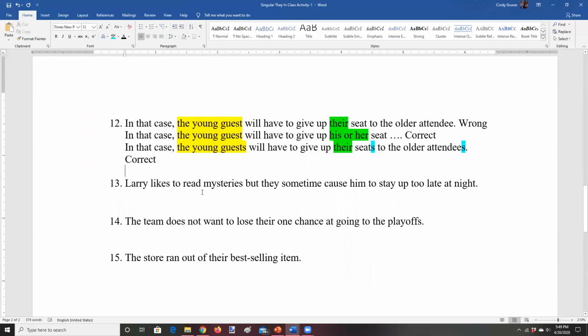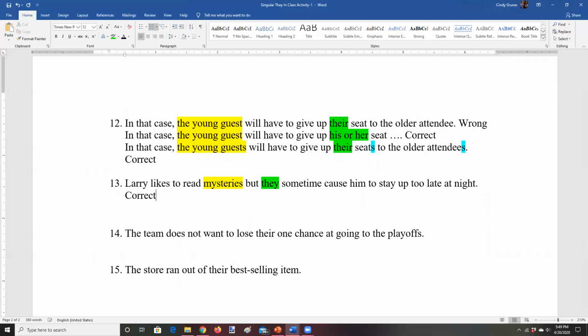Larry likes to read mysteries, but they sometimes cause him to stay up. So mysteries is our antecedent. It's plural, we can see with the S, and they is also plural, so we're good. This sentence is correct. The team does not want to lose their one chance at going to the playoffs. So we have team. Obviously, a team is going to have more than one person on it. But this word is singular. We know how to make the word team plural. We add an S, and there is no S here.